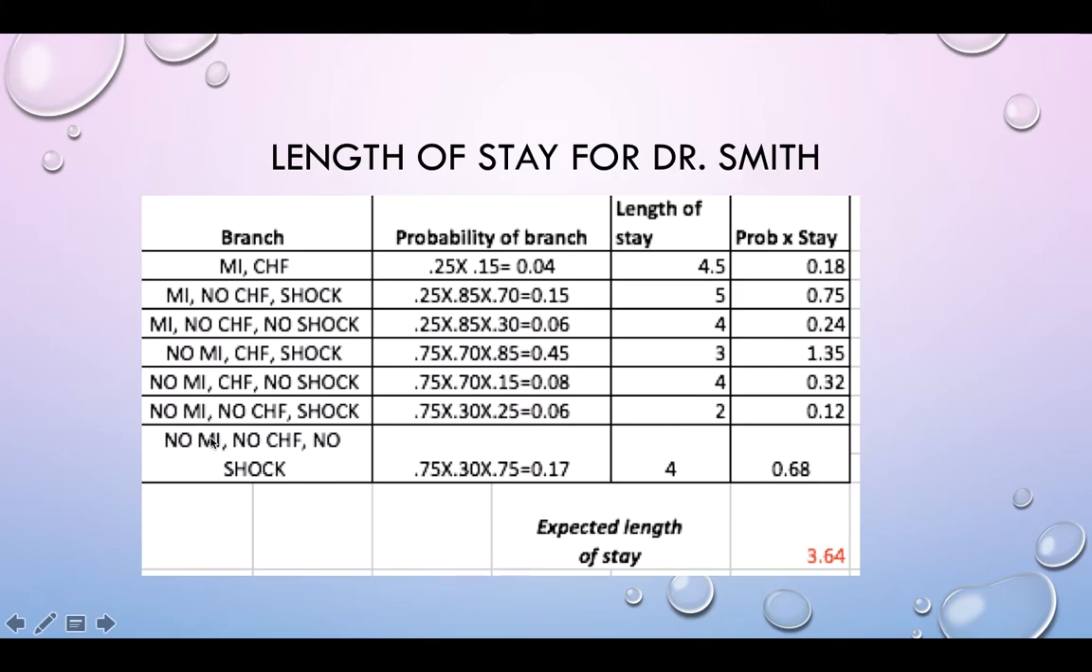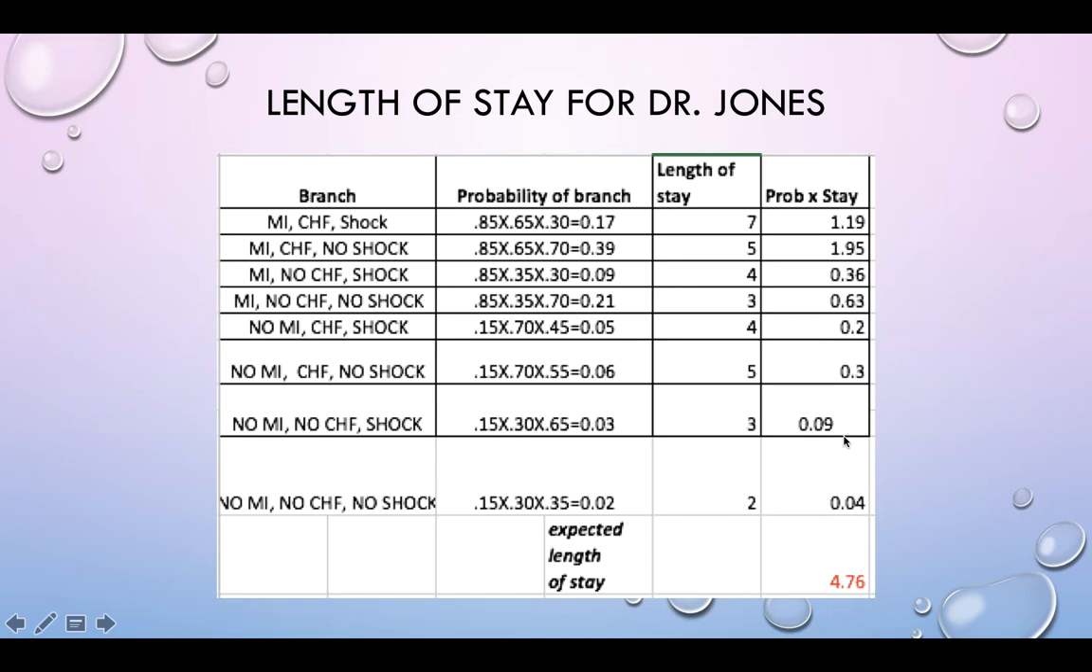So for the length of stay for Dr. Smith, we will start with the branches of myocardial infarction and congestive heart failure. Then we figure out the probability of each branch, and then we will multiply it by the length of stay. Once we multiply probability and length of stay, we will add them up and we will get an expected length of stay for Dr. Smith of 3.64 days.